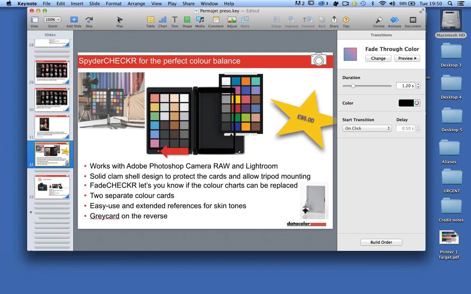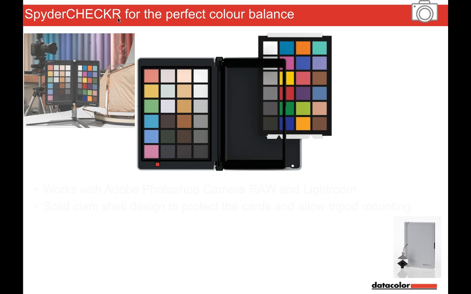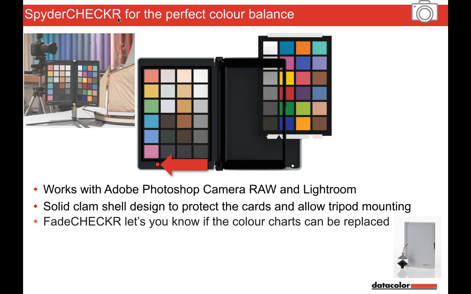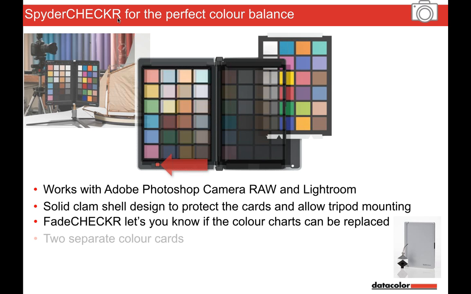I'll just point out to you that the Spyder checker actually comes, you can see it in its folded collapsed form down the bottom there. It comes with a tripod mount. One of the key things about this guide, so you can actually tripod mount it, as you can see in the picture on the left-hand side. The cards in there are actually replaceable, so you also get a little fade checker built into the device that tells you if the cards are faded and if it's time to change them.